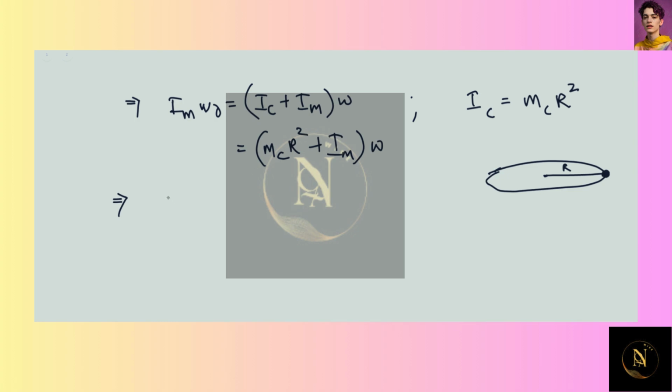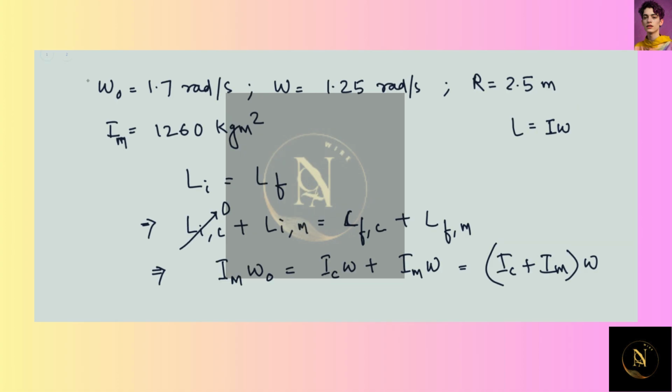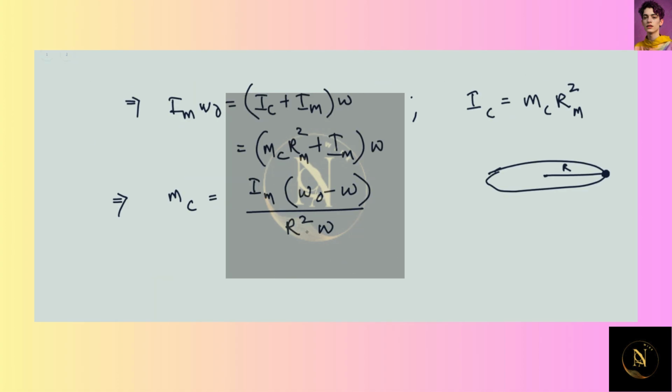Now from this expression we can solve for the mass of the child, which will be equal to Im times omega naught minus omega, basically the difference between the initial and final angular velocities, over r squared, the radius of the merry-go-round, times omega. Now given these values, we can solve this expression, and we get the mass of the child to be equal to 73 kgs.